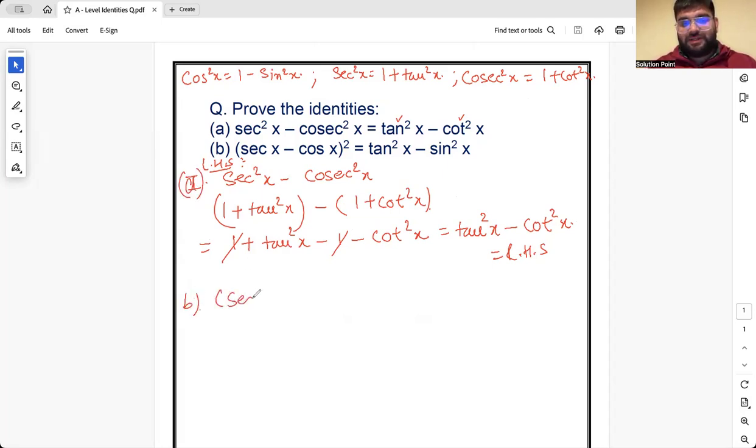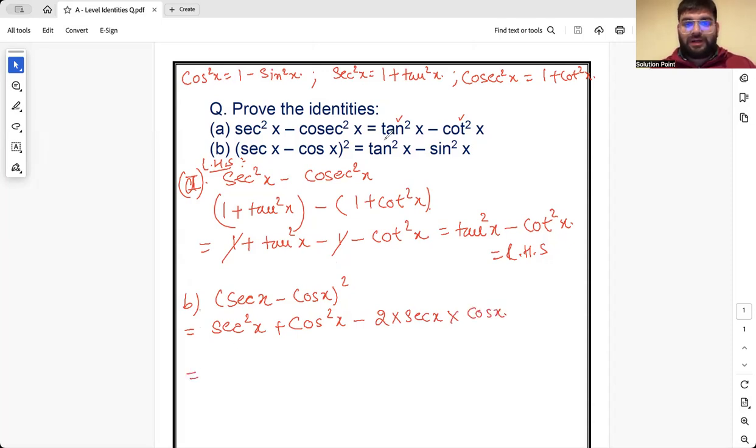It says secant x minus cos x whole squared will be equal to tan squared x minus sine squared x. Now the first thing which I am going to do here is I will open its bracket. Let me just square this. So this will become secant squared x plus cos squared x minus 2 times secant x times cos x.